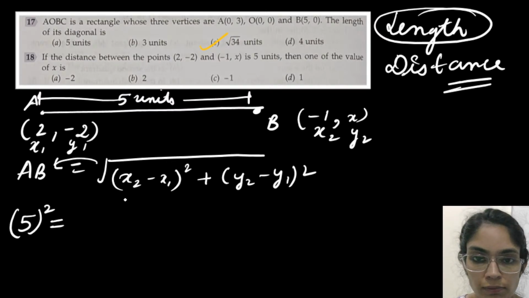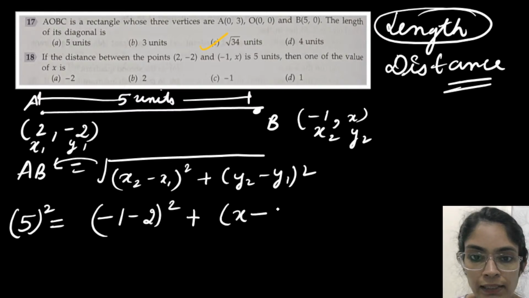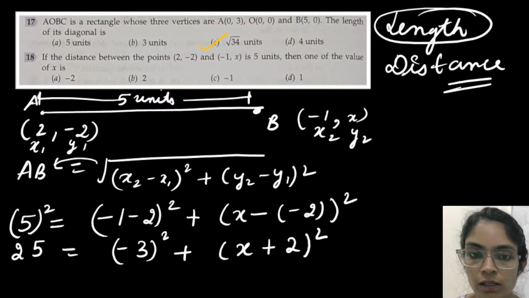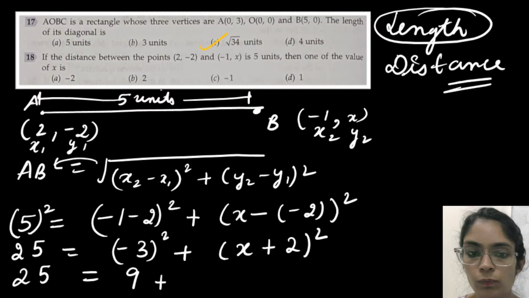So now x2's value is minus 1, minus 2 whole square. Y2's value is x minus 2 whole square. So 5 square is 25. Minus 1 minus 2 is minus 3, minus 3 square. Plus here I'll get x, minus minus is plus, x plus 2 whole square. Now let's simplify. 25 is equal to 9, since minus 3 square is 9.